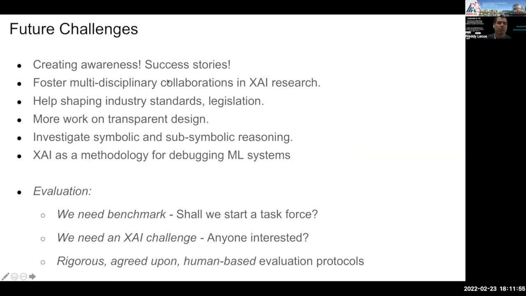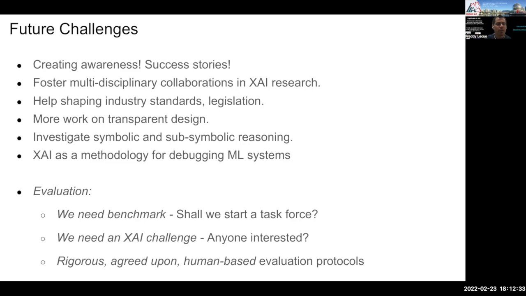And future challenges, so creating awareness, success stories. I think we have many more. Foster multidisciplinary collaboration. We do have more and more. It's nice. Helping shape industry standards. I think we're still behind, but even if we see some ISO standards coming up, still unsure about where the explanation is really used. More work on transparent design, investigate symbolic and sub-symbolic reasoning, anything along the lines of neuro-symbolic reasoning. It's a pretty interesting area where explanation could have a huge impact.